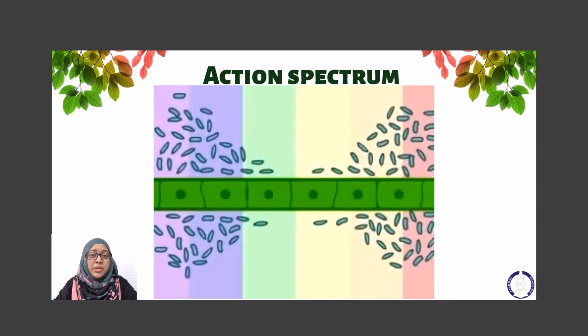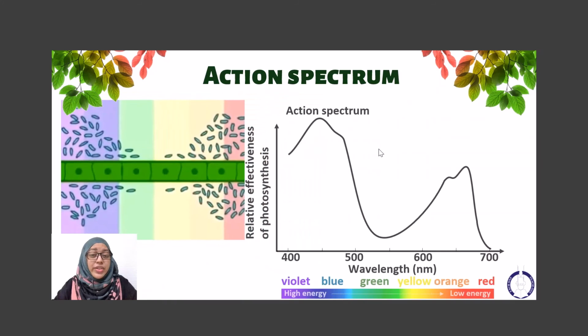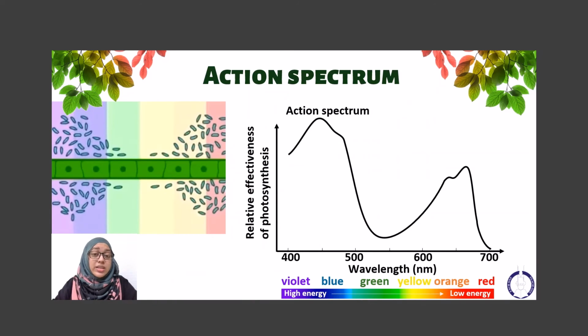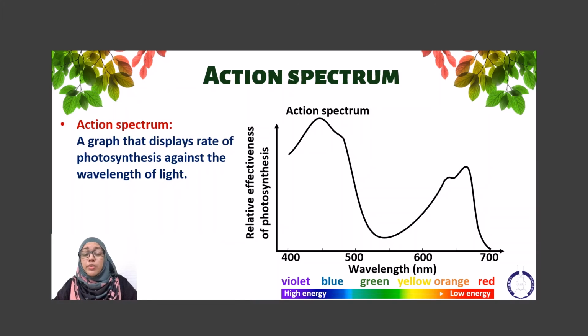You can see from Engelmann's result that photosynthesis occurs best in these blue and those red wavelengths, and the graph that we have that displays these results, it's called the action spectrum. So the action spectrum is going to be these results, the graph that shows you the rate at which photosynthesis occurs at each of these different wavelengths.